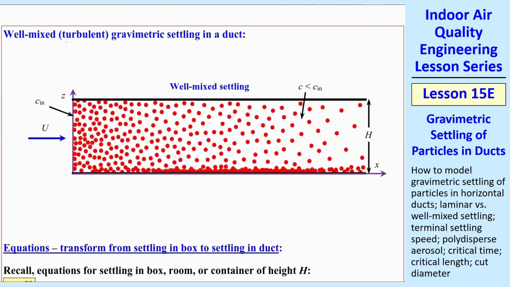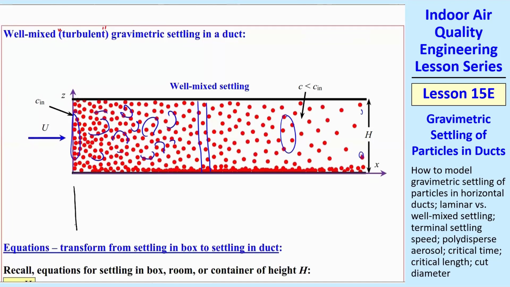Now let's look at well-mixed. Again, some people call this turbulent gravimetric settling in a duct. Again, it's turbulent, meaning there's all these eddies moving things around. But well-mixed is more than just turbulent. Well-mixed means that you have such mixing that at any slice, let's just take a slice here, you have a uniform distribution of particles. It's just that now you have a high concentration at the beginning of the duct and a lower concentration further downstream in the duct.